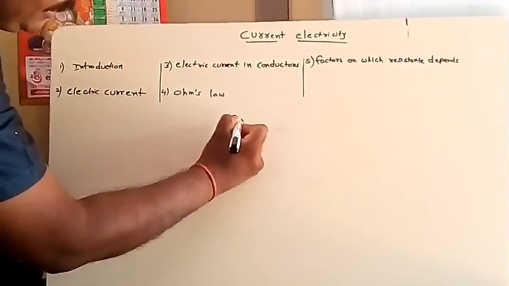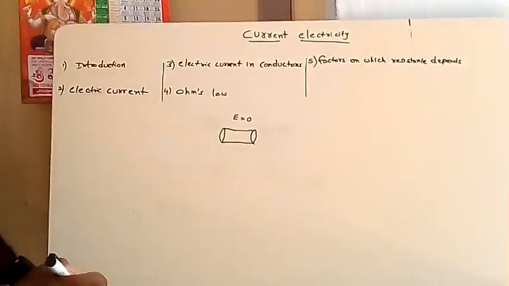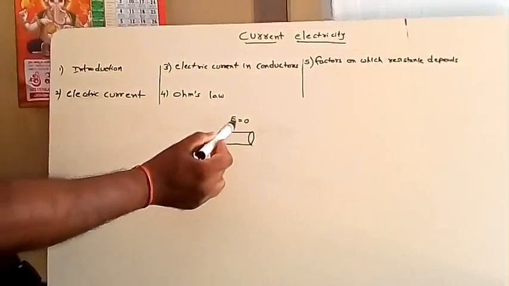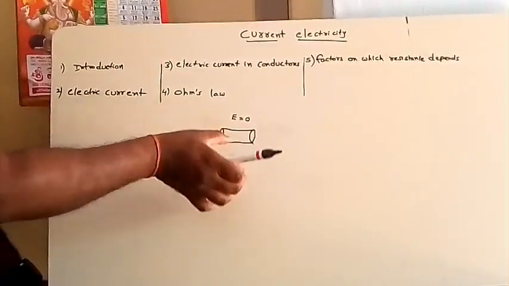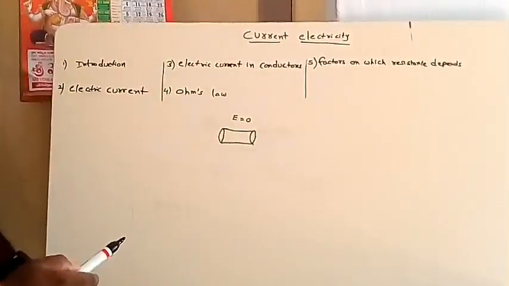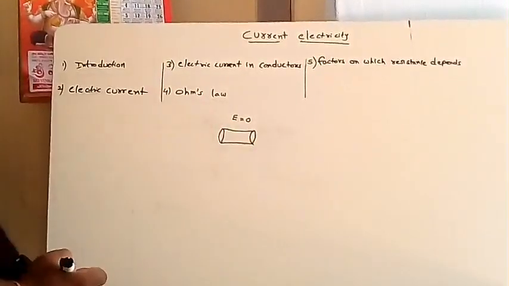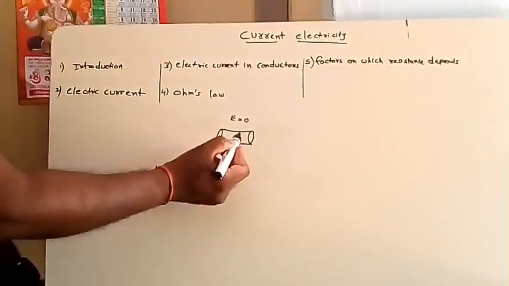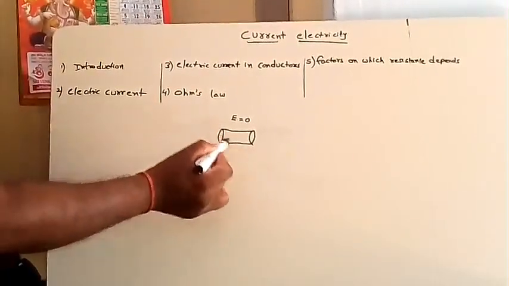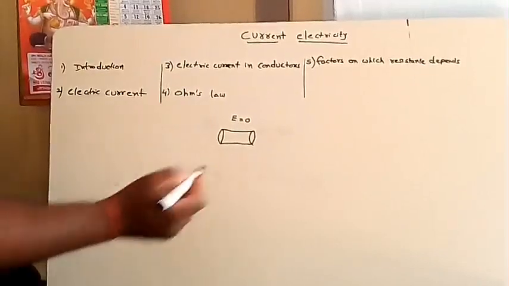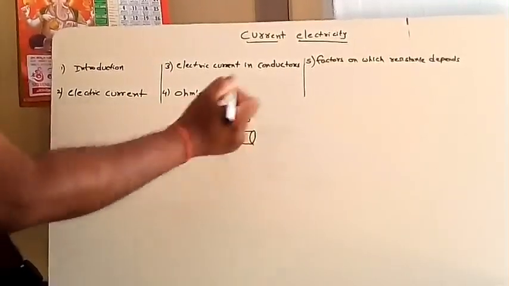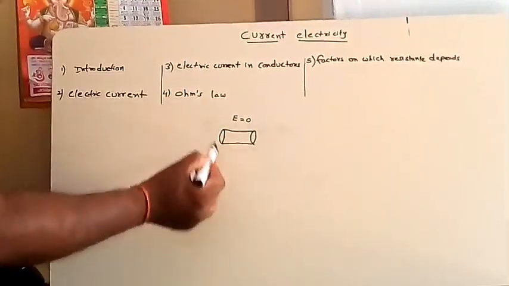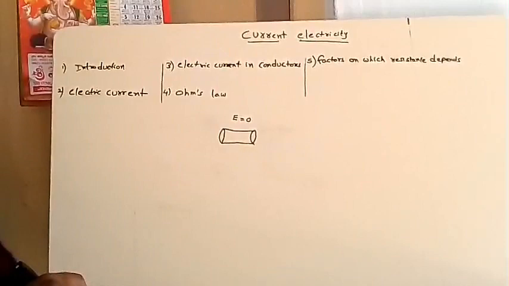Now here, the external electric field is 0. If there is no electric field and a conductor is placed there, what is happening? If the electric field is absent, the free electrons are moving here and there. One is moving in this direction and another in the opposite direction. So that is the reason the net flow of electrons in this conductor is 0.